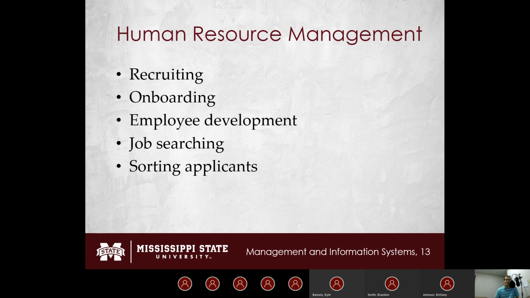But then beyond that, certainly doing things like job searching. So if we have some sort of a network, especially like LinkedIn, we can easily search for jobs available in our area if we're a company, and we can search for jobs within our industry and see, where do we think the salary should be for this job?